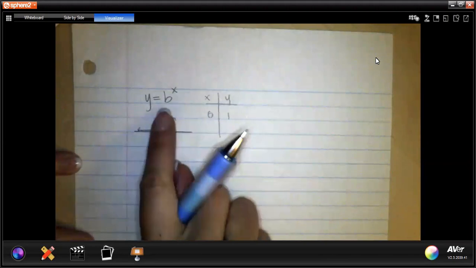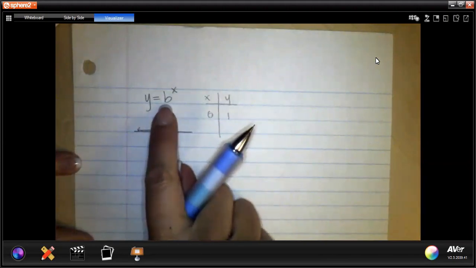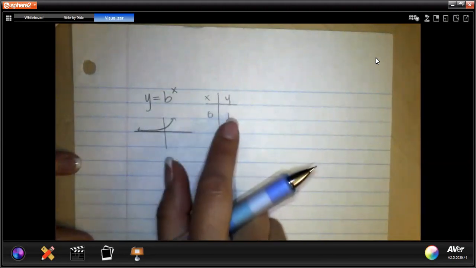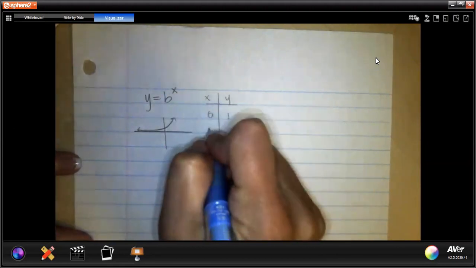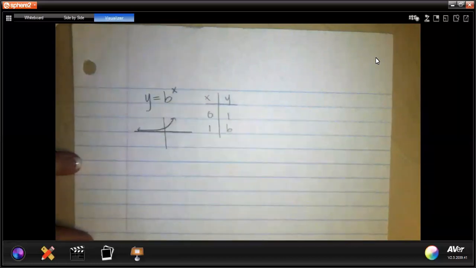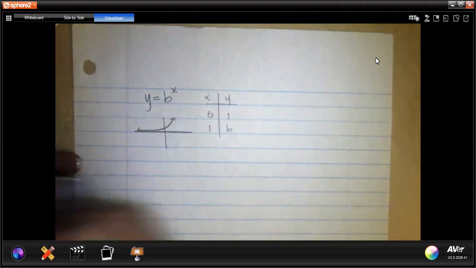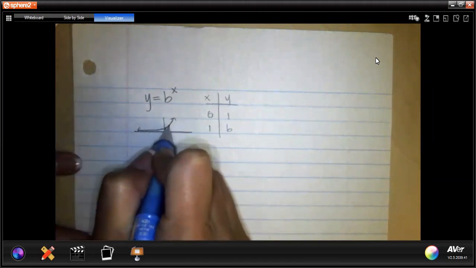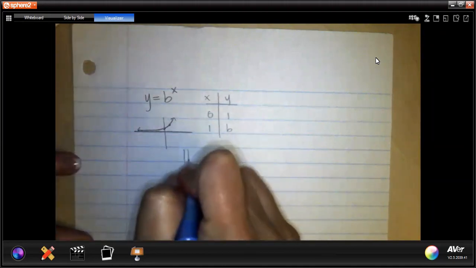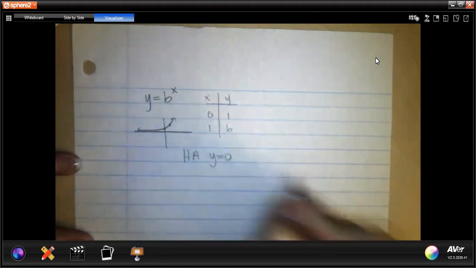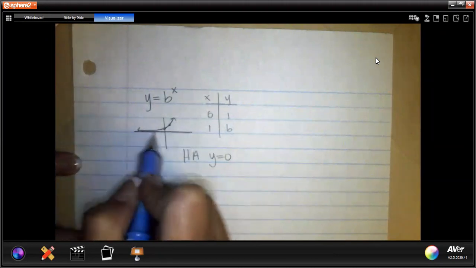We said its key points for this exponential was (0, 1). It doesn't matter what number our base is, we're always going to have the point (0, 1), because anything to the 0 power gives us 1. Now, when we raise that to the first power, we're going to get itself. So our second key point is (1, b). That gives us this point right here and this one here. Now, because this has a horizontal asymptote, it is at y equals 0, the x-axis.